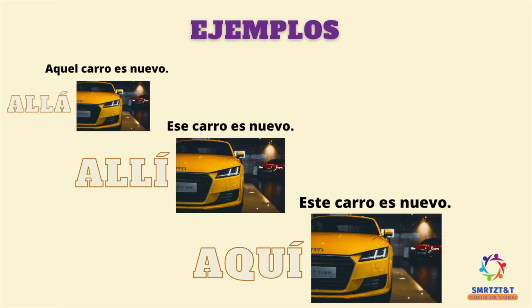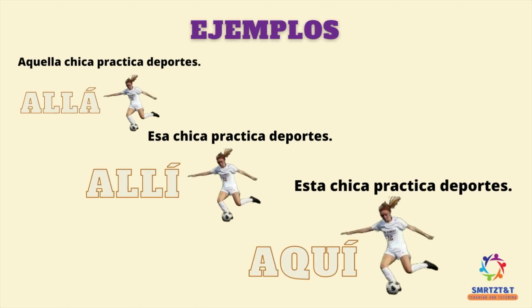Aquí, allí, allá. Here, there, over there. Aquella chica practica deportes. Allá. Macy is practicing sports right there, over there. Esa chica practica deportes. Sarah is there, allí. Esta chica practica deportes. Amelia Lucas is close to me. She's practicing sports.